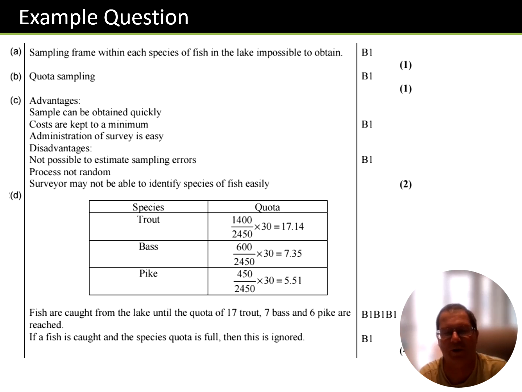It's a good idea at this point to actually check that your numbers add up to 30. Okay, and 17, 7, and 6 do add up to 30. So they presumably wrote this question to make sure they actually added up to the right amount. But in theory, in reality, it can sometimes be that you're one either way because of the way the numbers round. And then finally, if a fish is caught and the species quota is full, then this is ignored. Exactly what I said. So you need that for the final 4th mark.